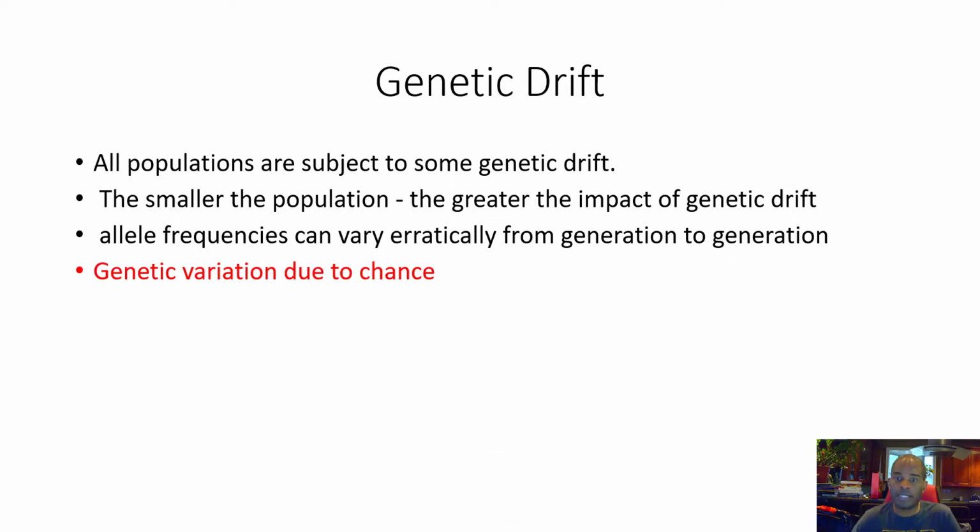Well, take a look at this. Here's our definition for genetic drift. It's genetic variation due to chance. Here is a population of wildflowers. In this population, there are homozygous dominant red, there are heterozygous red, so red's dominant, and there's homozygous recessive white. Back to genetics, hopefully you recognize that.